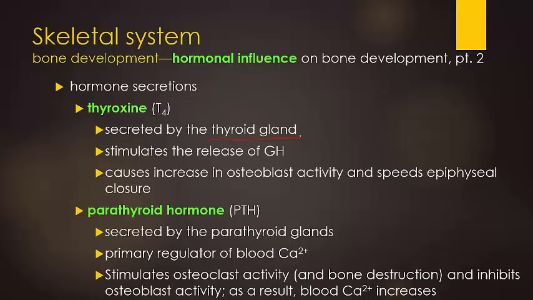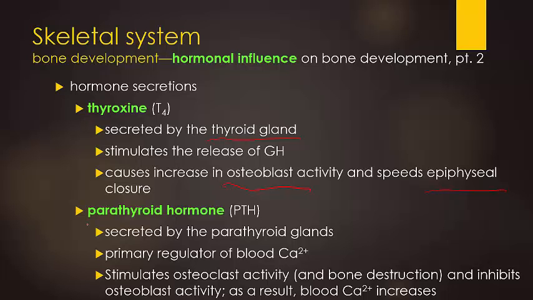And thyroxine is important because release of thyroxine by the thyroid is part of what stimulates the release of growth hormone by the anterior pituitary gland. And thyroxine also has activity directly at the cells that are involved in bone development. So we see an increase in osteoblast activity and an increase in the speed of epiphyseal closure, when the growth plate on long bones finally becomes entirely bony.